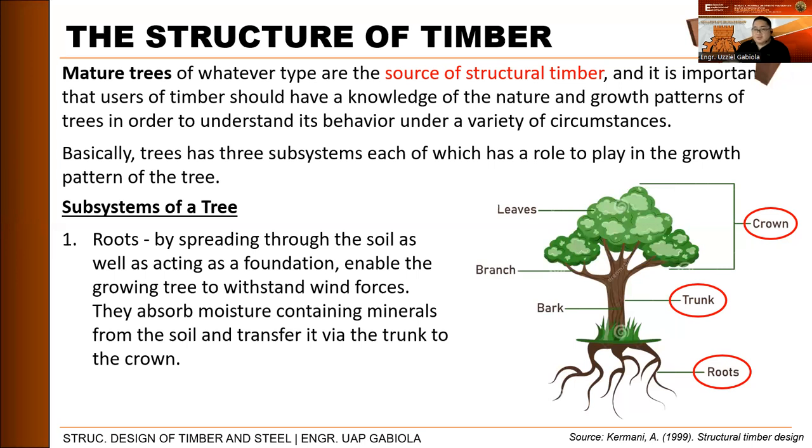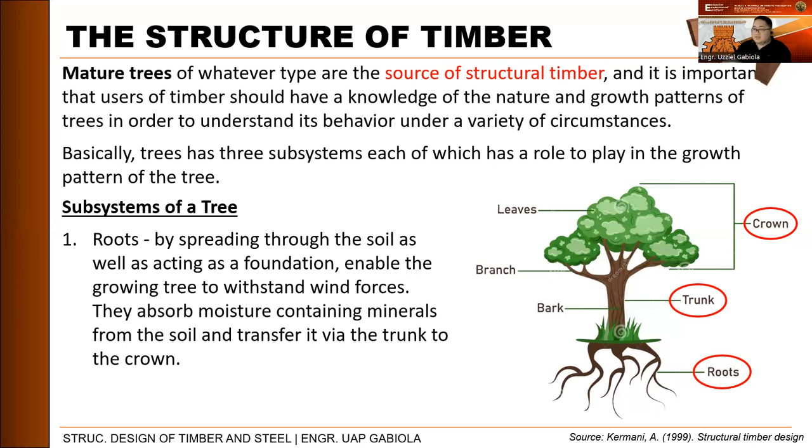And also, they are the ones looking for food, the nutrients that our tree needs. Once they absorb the nutrients needed, they transfer them to the trunk, then the trunk will transfer them to the crown. Okay? So it depends on what the tree is bearing. Okay? So that is the first of our subsystems.